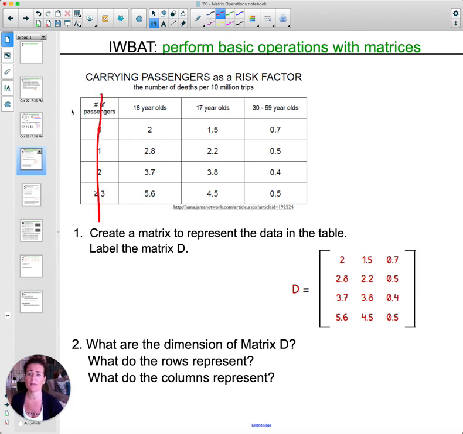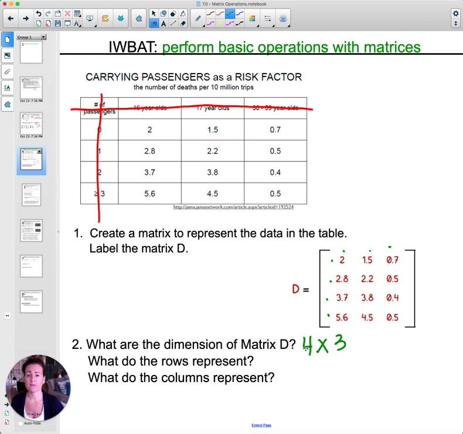So you wouldn't write this or this. You would just be writing the numbers. Okay, so you just make a data table, and then we know that we're looking at the different, the top one is 0 passengers, 1, 2, 3, and if you're looking at multiple different age ranges. So then labeled that D, what are the dimensions of this matrix? Remember, the dimensions is rows by columns. So 1, 2, 3, 4 rows by 1, 2, 3 columns.